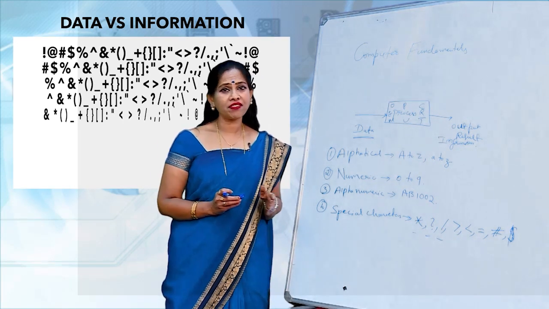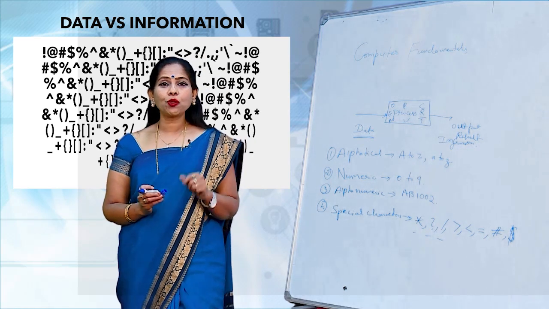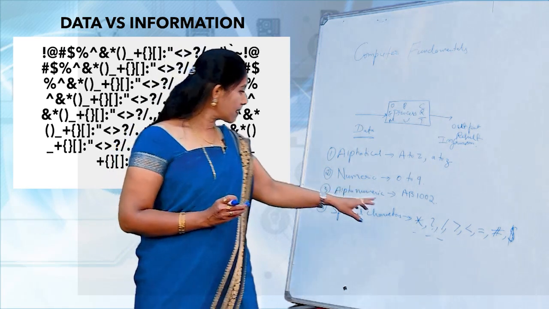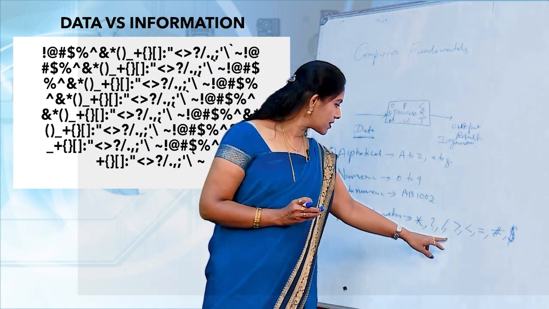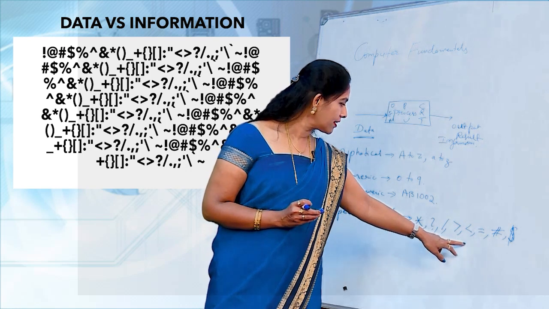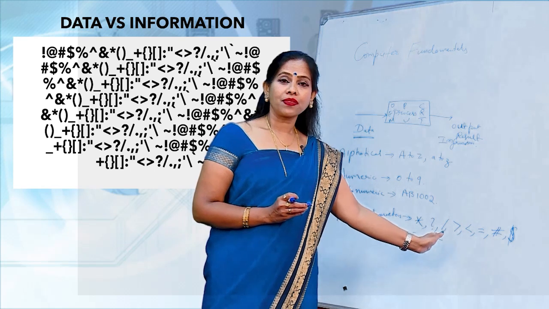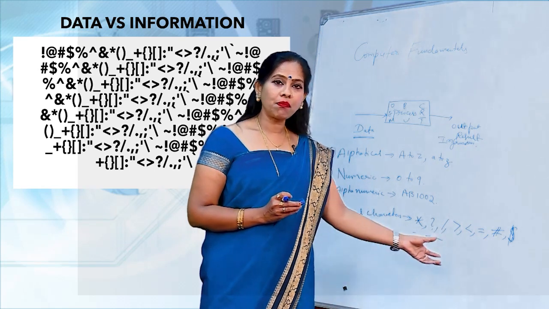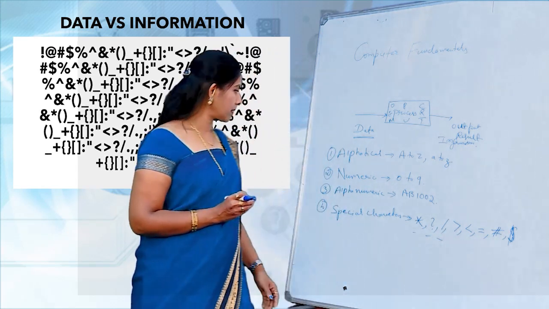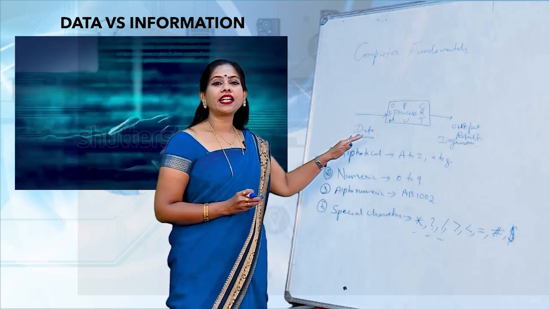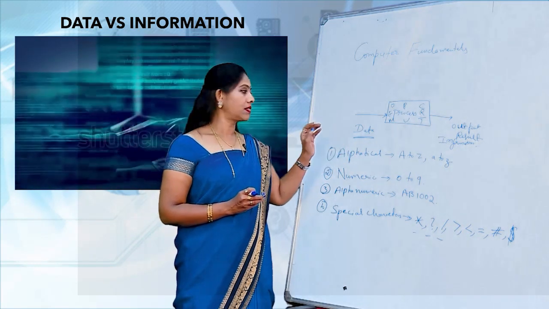So all of you have seen the keyboard. In the keyboard you might have observed the asterisk symbol, question mark symbol, less than, greater than, equal to, hash, dollar, etc. There are a number of symbols. So these symbols are nothing but special characters. So we call data raw facts or figures.